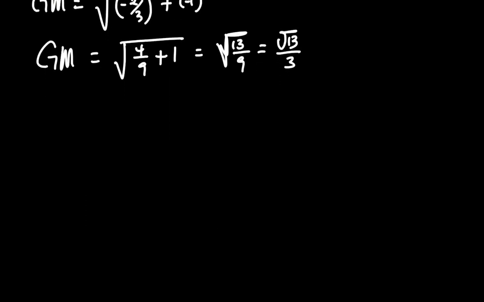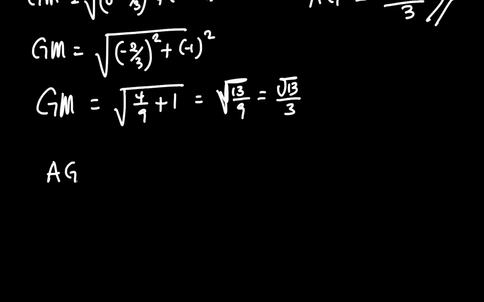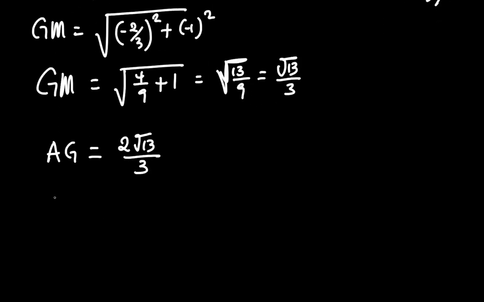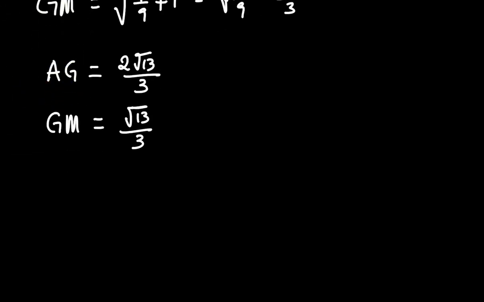Now, see what we have. In summary, we have our AG to be equals to 2 root 13 all over 3. Then our GM to be equals to root 13 over 3. Now, recall that it is AG ratio GM, which can basically be written as AG over GM. And they have their values.